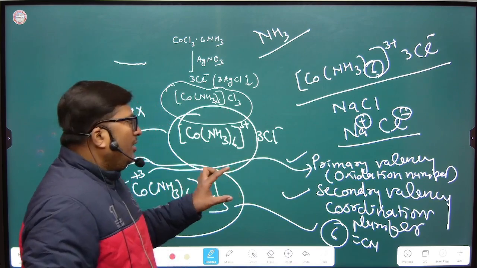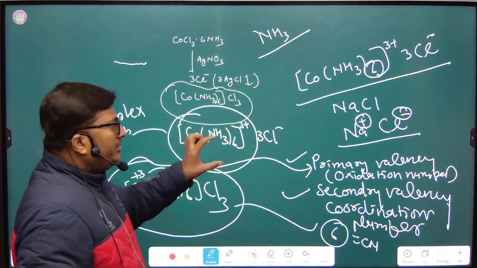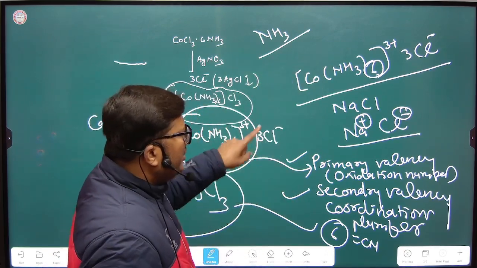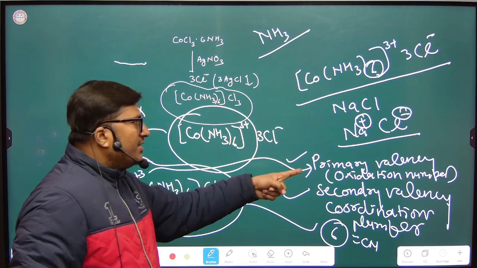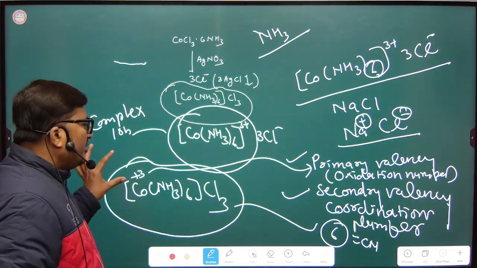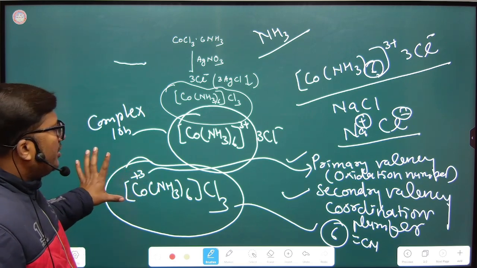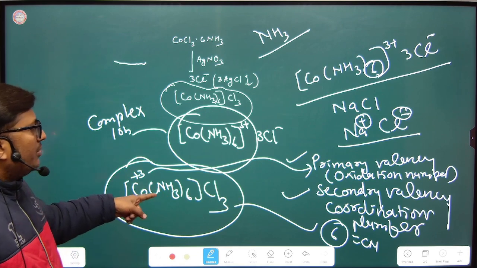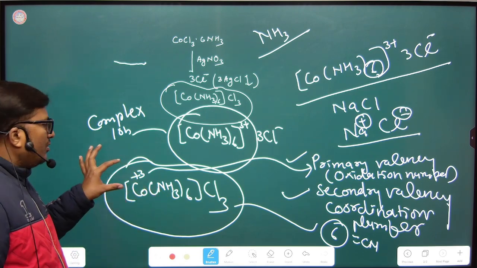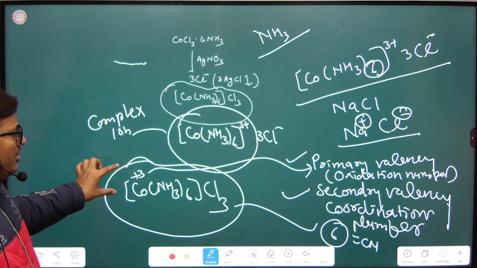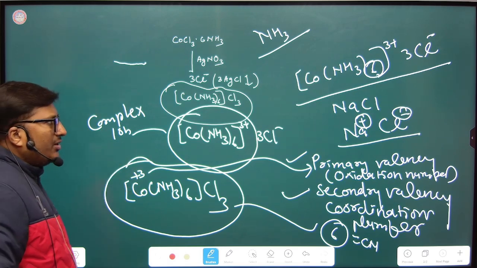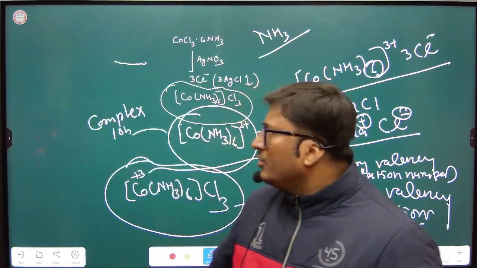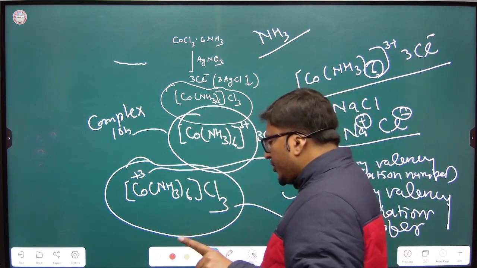So on the basis of the formation of this type of chemical structure, he elaborated that this compound has a primary valency of plus 3, which indicates the oxidation number of cobalt, and the number of ammonia molecules is 6, which indicates the coordination number of the metal surrounded by 6 ammonia molecules. So this is Werner's experiment on cobalt chloride with ammonia.